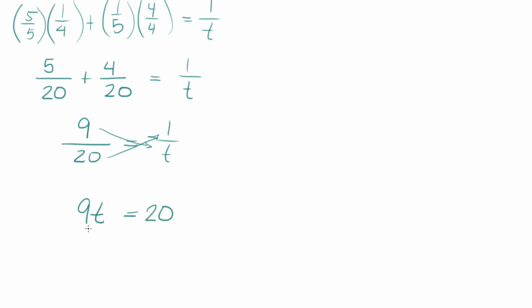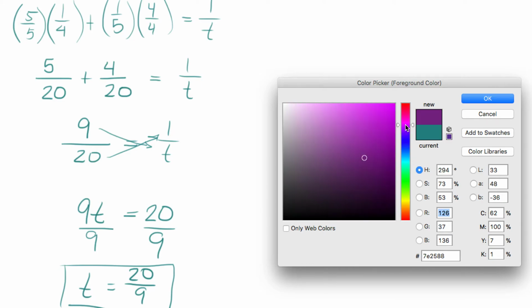Therefore, if I want to solve for t, I just divide by 9 on both sides. So t equals 20 over 9. And that will be your solution. And that will be all for that problem. So let's check the other problems.